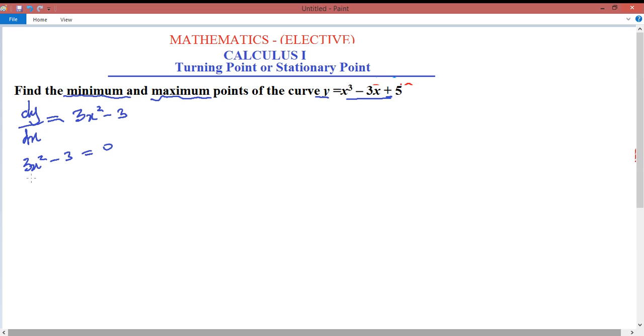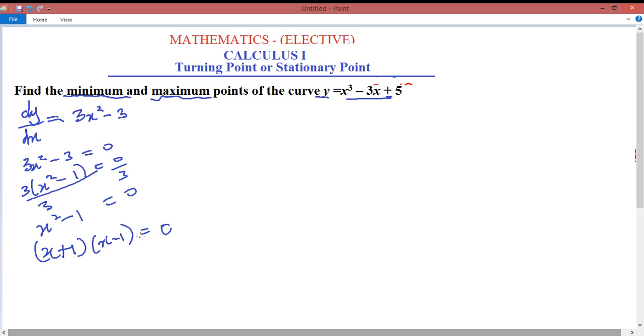Good. Since this is squared, remember it is a quadratic function, and we need to solve it quadratically. To solve it, we can factorize. 3 comes out: 3 times x squared minus 1 is equal to 0. Dividing both sides by 3, we still have x squared minus 1 is equal to 0. Then this is a difference of 2 squares, so it can be x plus 1 times x minus 1. That means my x values are negative 1 and positive 1. Good.